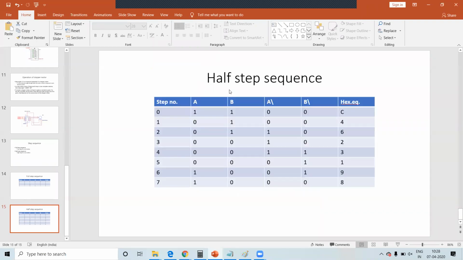Now, for the half step sequence, we start with A, B, A bar, B bar as 1, 1, 0, 0. So the initial value is C. Then, now it is started. You want only one of them to be 1 and the rest to be 0. So the hexadecimal equivalent is 4. Next again it is 0, 1, 1, 0, and it continues. So you have C, then 4, 6, 2, 3, 1, 9, 8.